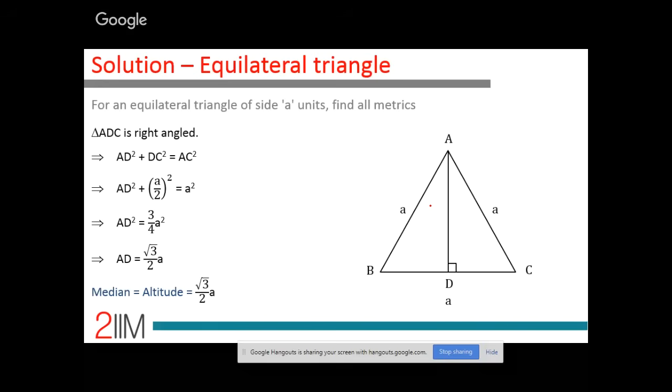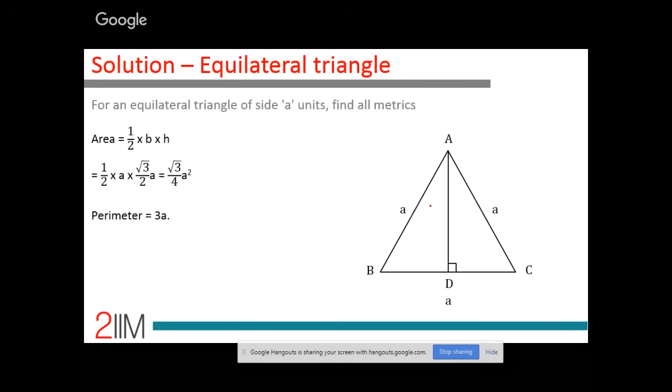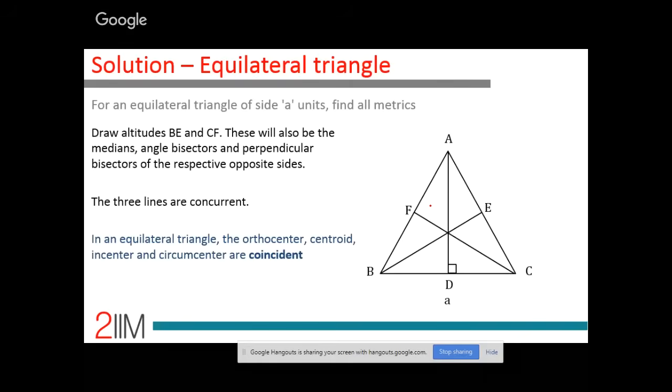So the line from A to D bisects BC. It's perpendicular to BC, so it's a perpendicular bisector of BC. It bisects angle BAC. So all four. For an equilateral triangle, all four lines will coincide, not just from one vertex, but from all three vertices. That means your incenter, circumcenter, orthocenter, and centroid are coincident. They're all the same point.